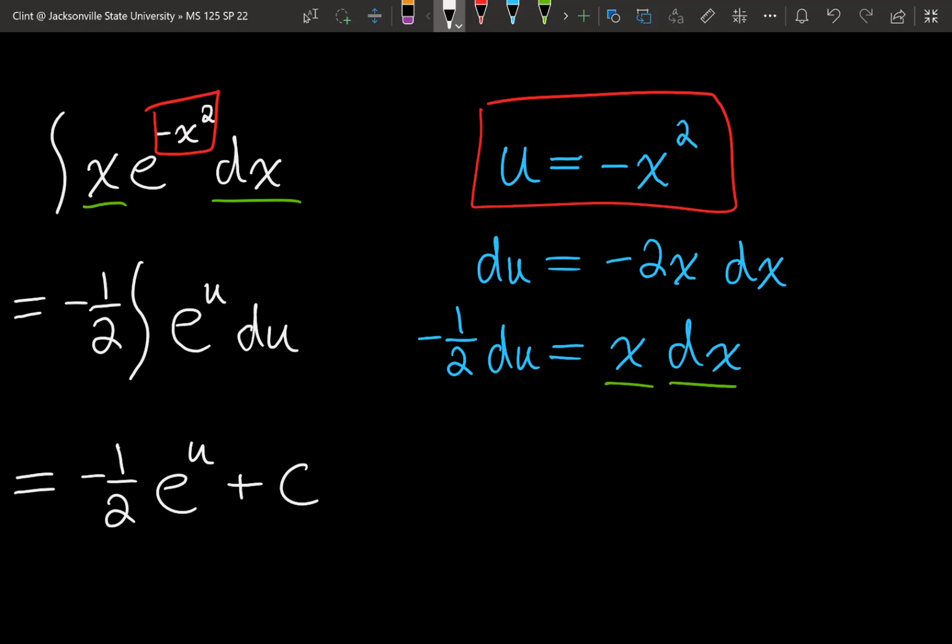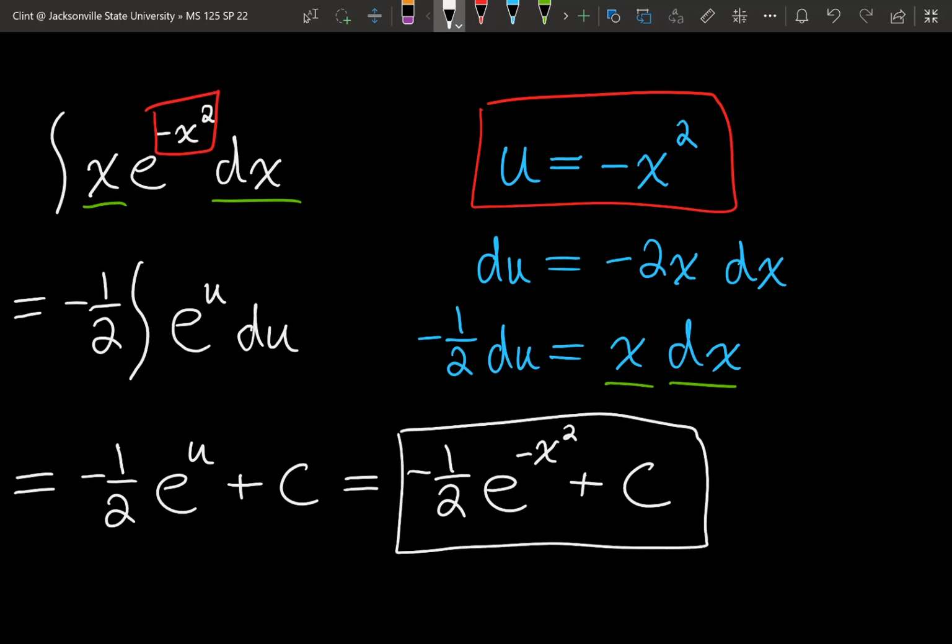And then we want to rewrite it in terms of x again. So that'll be negative 1/2 e to the negative x squared. And to me, it is not at all obvious to try to make the jump from saying that clearly the antiderivative of that is this. That's not easy to see. So the u substitution is a good tool in that case.